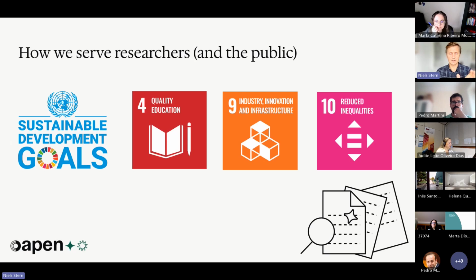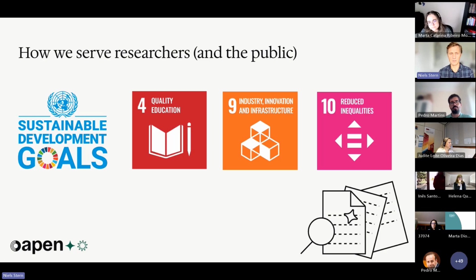So the last stakeholder, or the second to last here, stakeholder group, but really a stakeholder group, researchers, and more widely the public. So I've put in the 3 SDGs that we have in our strategic plan for the next 3-4 years, and so we support these 3 goals: quality education, industry, innovation, and infrastructure, and reducing inequalities. And especially 4 and 10, I think, are important also from a researcher's point of view.